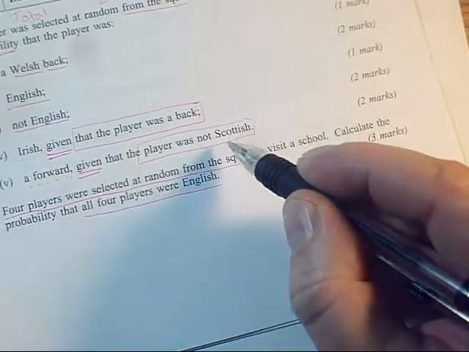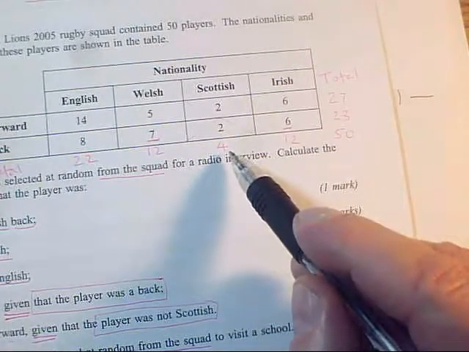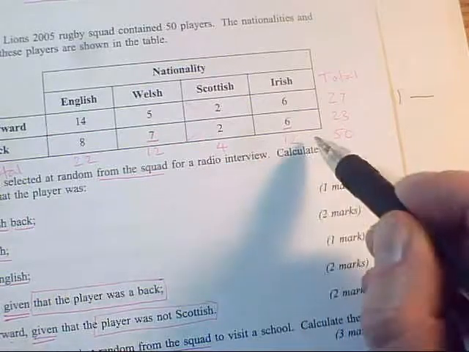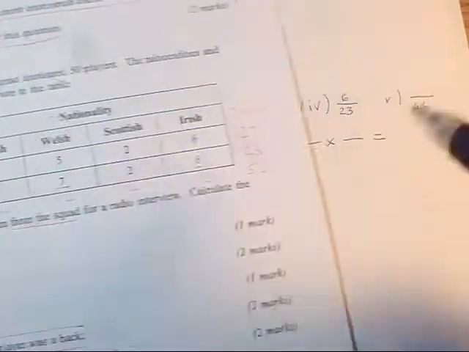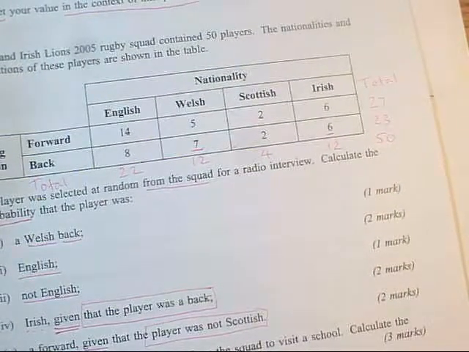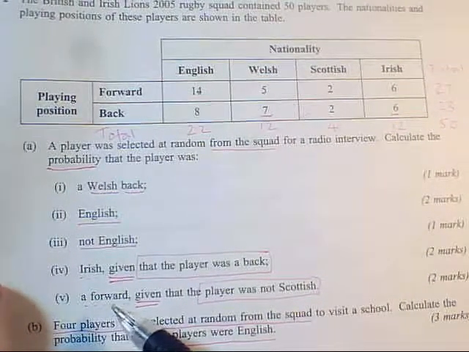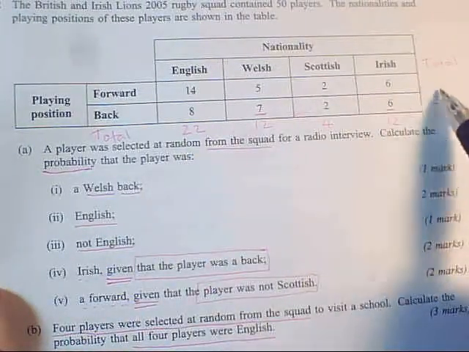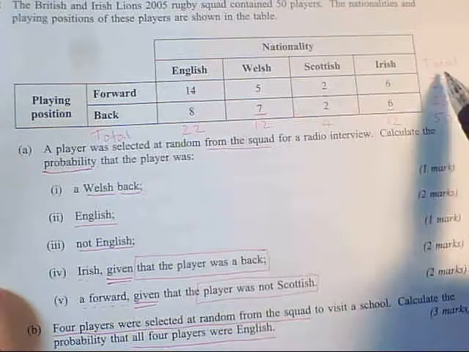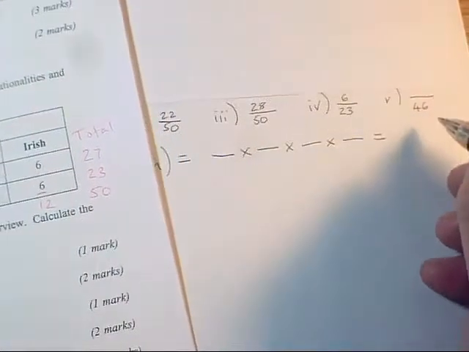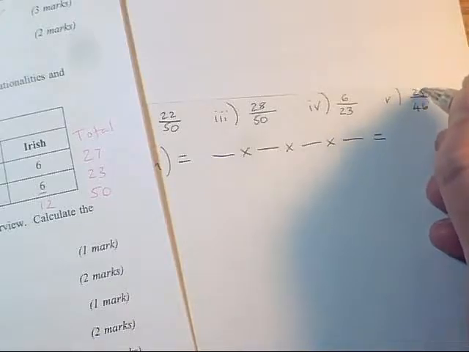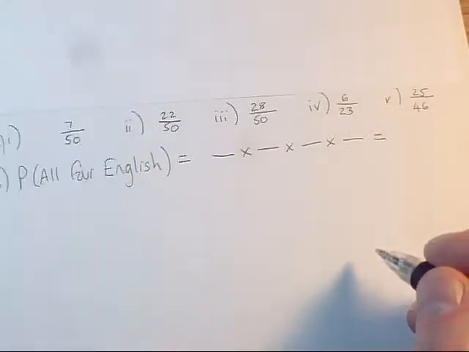And then finally, I'm given that the player was not Scottish, so 4 players were Scottish, meaning the other 46 weren't. So the bottom number of my fraction is going to be 46, and I want the player to be a forward, given they were not Scottish. So I'm interested not in all of these 27, because there were 2 Scottish ones. I'm just interested in these ones, which add up to 25 not Scottish people out of 46. So those are my 5 probabilities for part A.